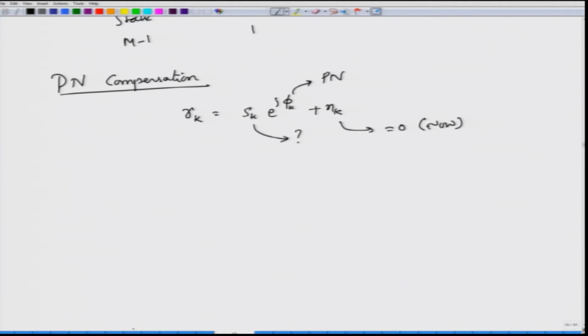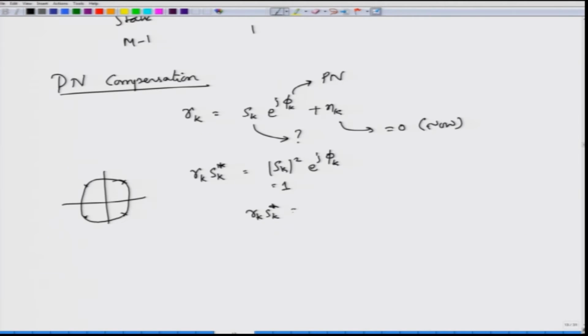How am I going to estimate phi k? Well, you might say you take Rk and multiply it by Sk complex conjugate. When you do that, what you get here is magnitude of Sk squared times e power j phi k. What is magnitude of Sk squared? If I were to consider a QPSK system, then the magnitude of each of these components is equal to 1 after normalizing. They all carry the same power, therefore, if I take the magnitude squared, all of them will have equal power, and if you normalize them, this will be equal to 1. So, you get Rk Sk complex conjugate is equal to e to the power j phi k.